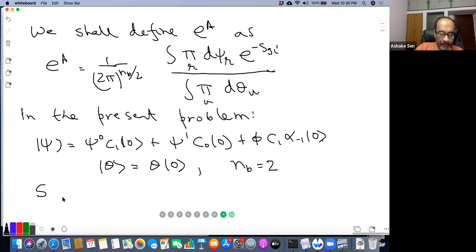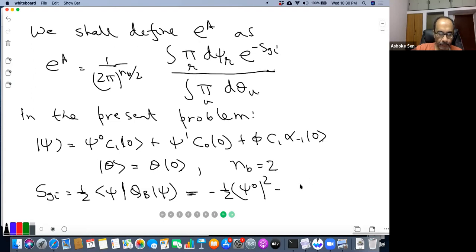And we can evaluate S, which is half psi Q_B psi, and substitute this expansion for psi, and you can easily verify that this is given by minus half psi_0 squared minus psi_1 squared. So the idea is that we will not try to substitute this here and try to make sense of this integral. Is this clear? Are there questions?